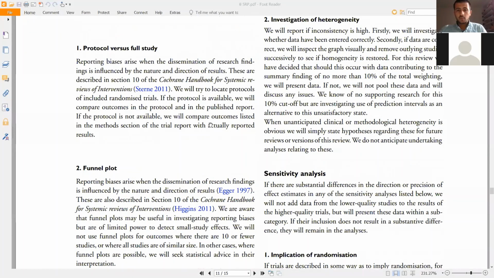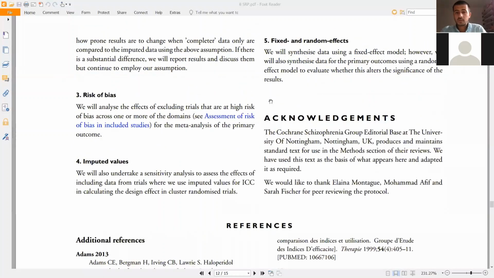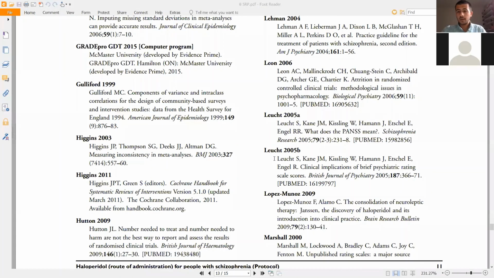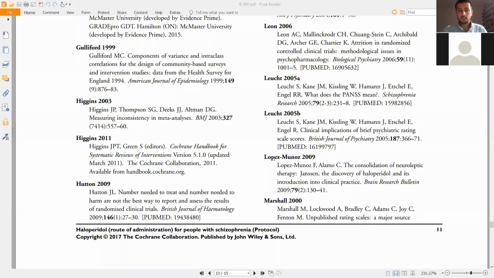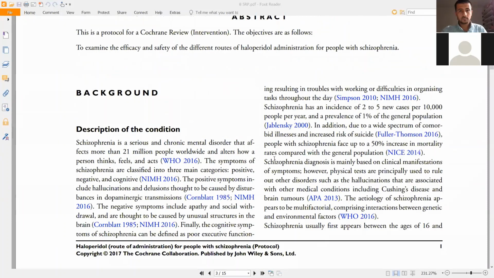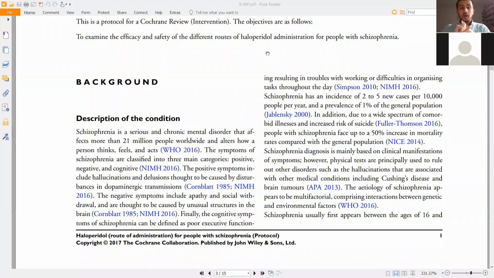Okay, we will move on. Data synthesis. We still don't have any results, and we come to the acknowledgement and references, and it is done. What is this paper? We have types of studies, and we have included studies. So it's a totally different paper.